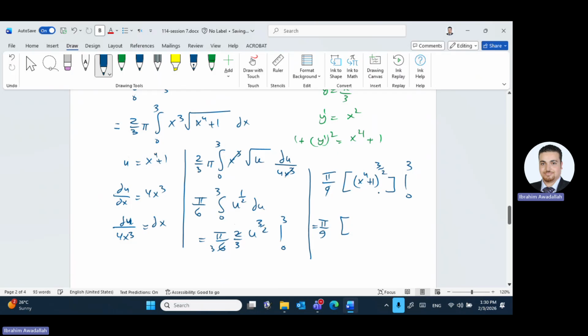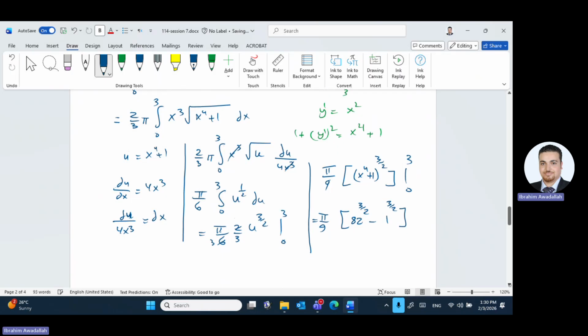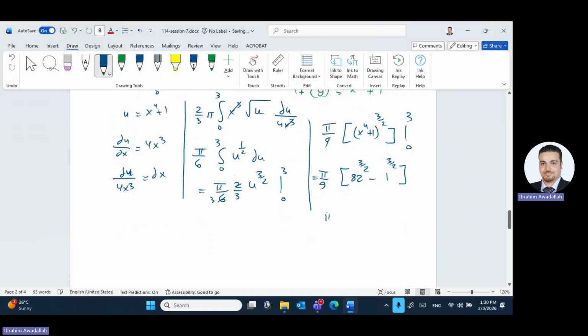Now we have 3 times 3, 9, times 9, 81, 81 plus 1, 82 to the power 3 over 2, minus, when we substitute 0, 1 to the power 3 over 2. This is the final answer. If you want to write it as pi over 9, 82 to the power 3 over 2 minus 1. This is the final answer.